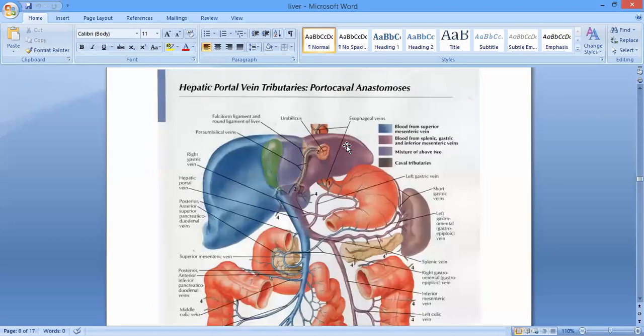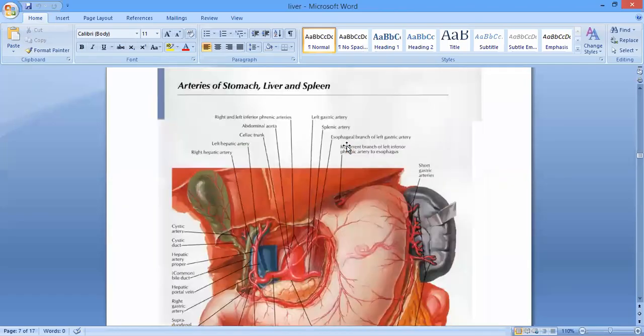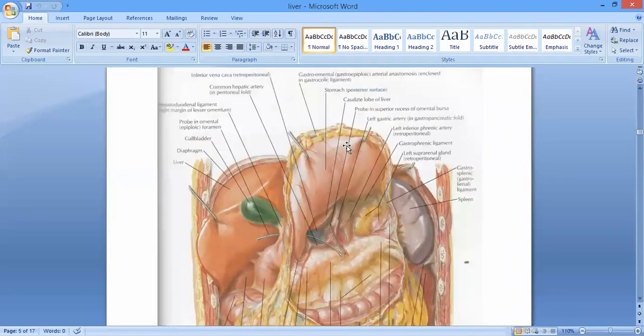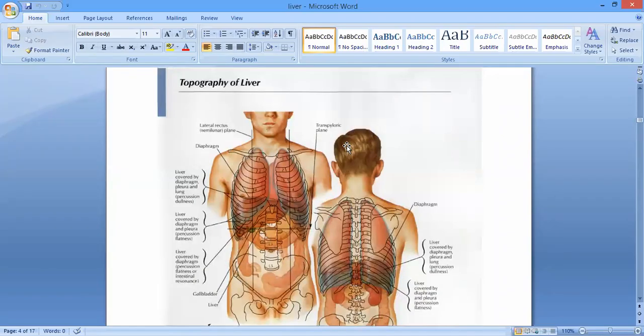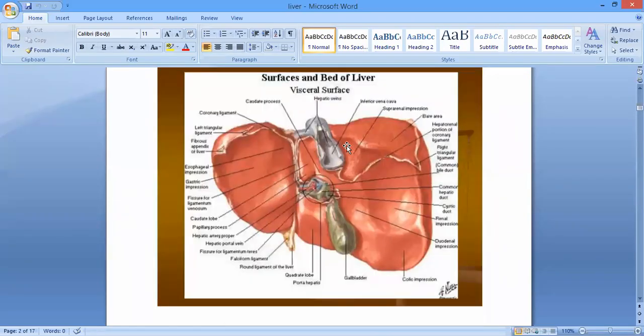So from there the lymph is going to travel to the hepatic lymph nodes. Just looking for that. Sorry, I don't have the picture right now. So the hepatic lymph nodes are located here in the porta hepatis, right?